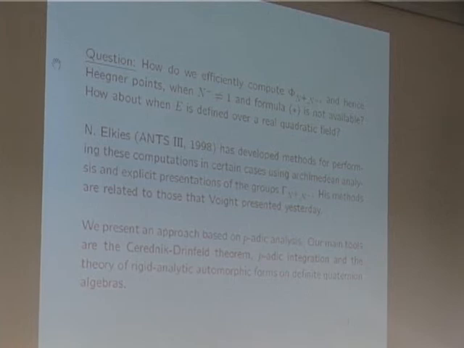Some work has been done on this before. Noam Elkies, at a previous algorithmic number theory symposium 8 years ago, developed some methods for performing these computations in certain cases using Archimedean analysis, where he used specific presentations of the groups gamma n plus n minus. And this is very much related to what John was talking about yesterday. But I'd like to present an approach based on p-adic analysis, and our main tools will be the Cherednik-Drinfeld theorem, p-adic integration, and the theory of rigid analytic automorphic forms on definite quaternion algebras. The first two are things that Henri was talking about this morning, and I'll review them briefly again. And rigid analytic automorphic forms I'll introduce in due course.